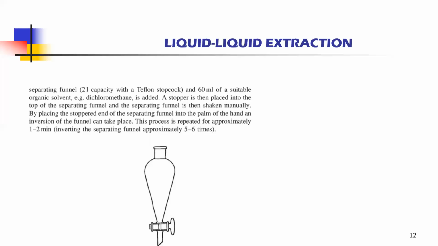In between, you have to open the stopcock so as to release the pressure. Wherever there is a release of pressure that has to be met, you are going to open the stopcock when it is shaken vigorously to release the pressure, so that we can have the layers separated uniformly. Okay, so that is for discontinuous liquid-liquid extraction.